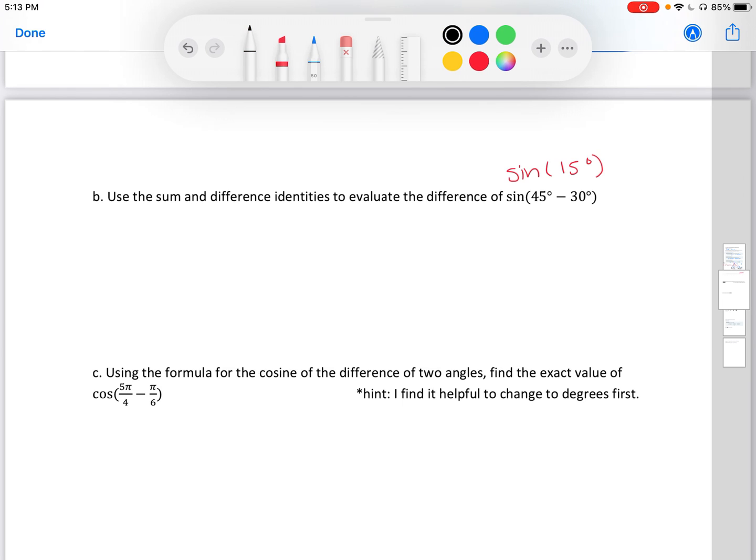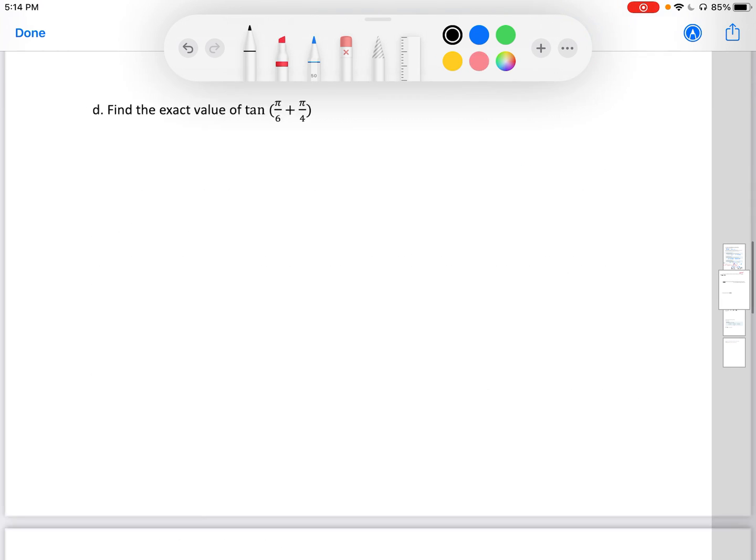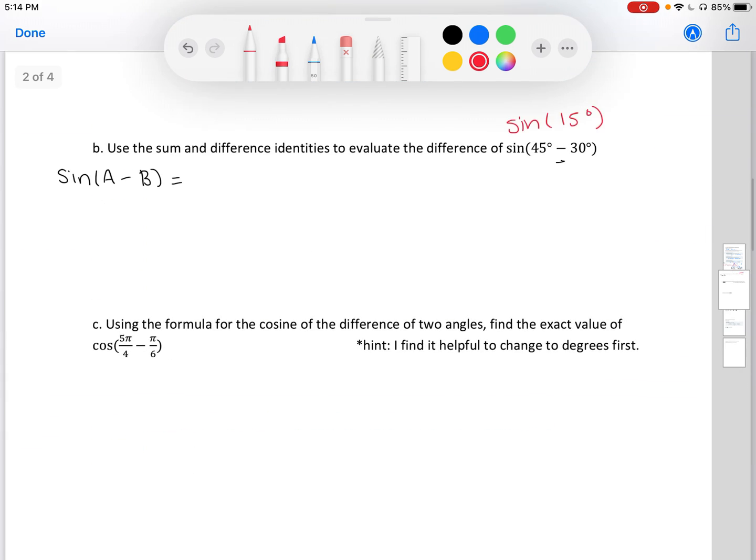So we have sine, and then we have a minus. So you want to use the sine of A minus B formula to work this out. According to our formula, sine of A minus B, look above for your notes, is sine of A times cosine of B plus cosine of A times sine of B. Now, we can say that my A is 45 and my B is 30. So let's use that to evaluate.